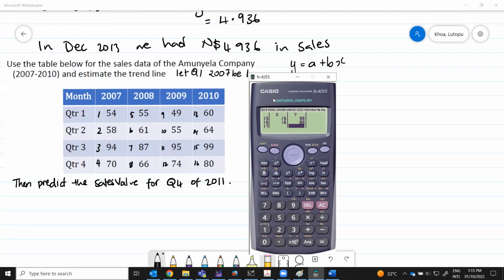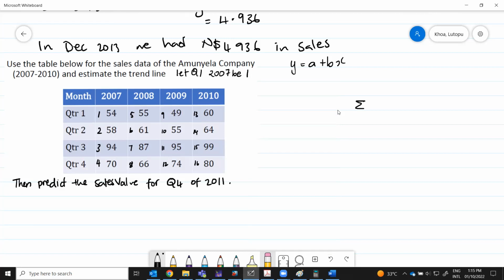Okay, so now that I have my data entered in the calculator, I press on. Okay, and then remember what values I'm looking for. The first one is the sum of x's, sum of the y's, the sum of xy.